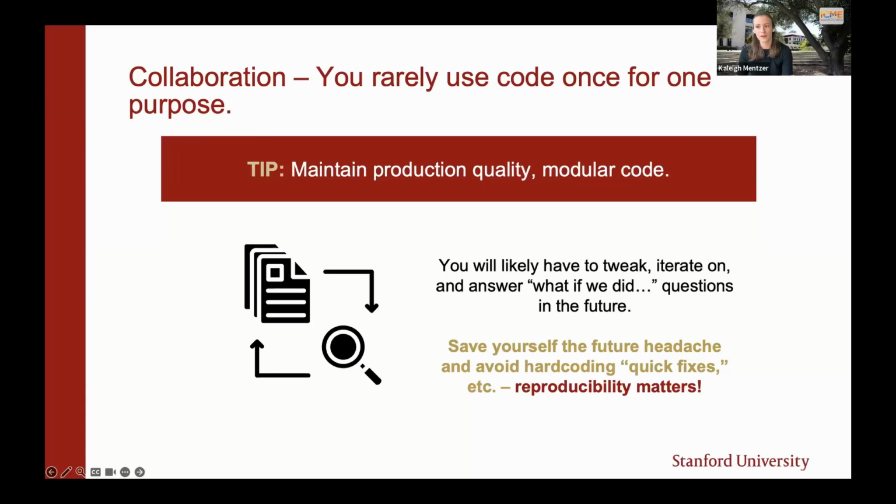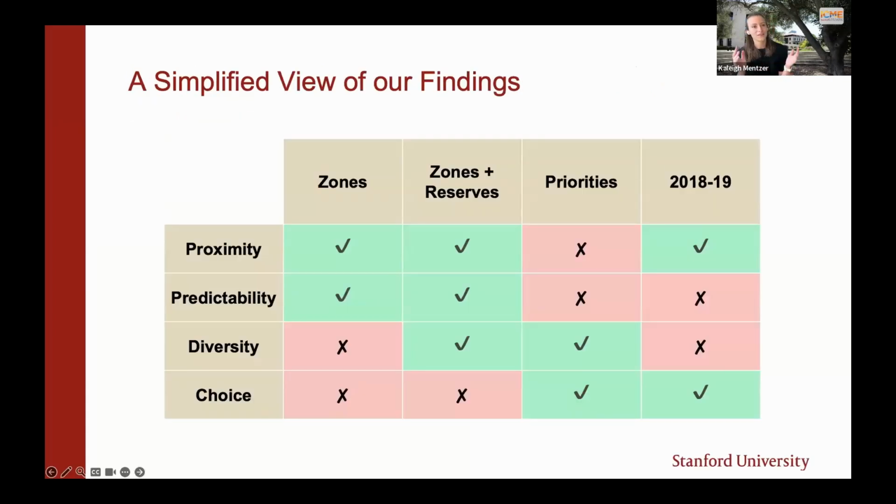So what did this actually look like? This is a very simplified view of our findings, but we looked at a bunch of different predictability, proximity, all these different measures, and we looked at these different policies, and this rightmost column represents the actual assignment algorithm that was used for the 2018-2019 school year.